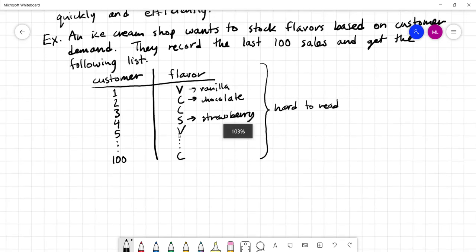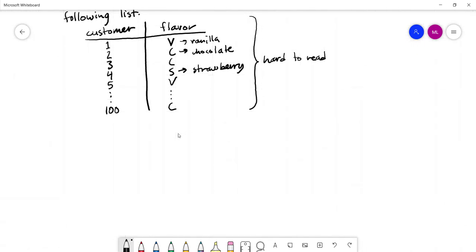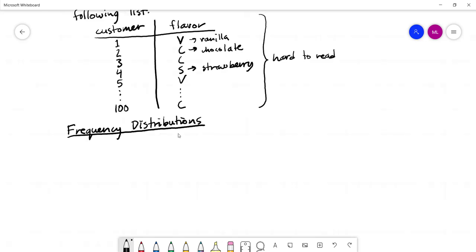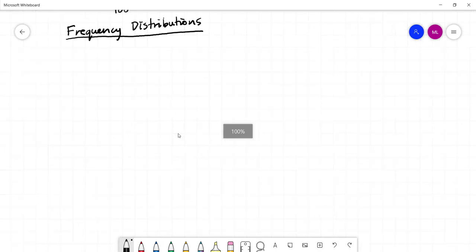Instead, one option of something we can create is something called a frequency distribution. So let's start with that. So a frequency distribution for our data here. Let me give you a couple of quick definitions, and then we will take a look at what the frequency distribution actually looks like.